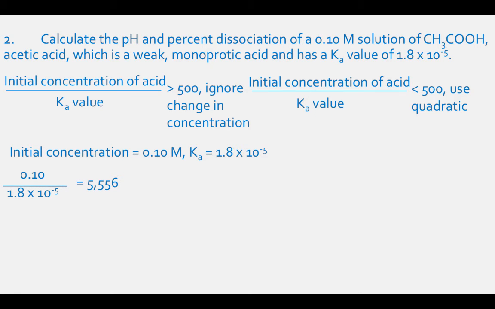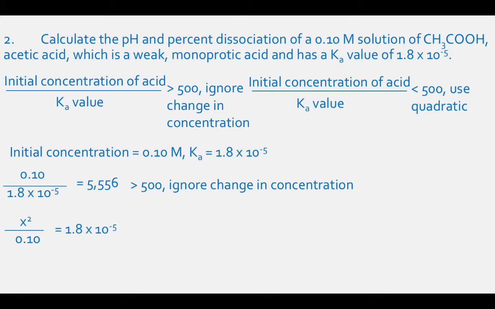0.10 divided by 1.8 times 10 to the negative 5 is 5,556. It is more than 500, so we will ignore this change in concentration. Then our equation turns out to be X squared divided by 0.10 equals 1.8 times 10 to the negative 5. Solve for X by cross-multiplying. Then we have 0.10 times 1.8 times 10 to the negative 5 equals X squared. X squared equals 1.8 times 10 to the negative 6. X equals 1.34 times 10 to the negative 3.